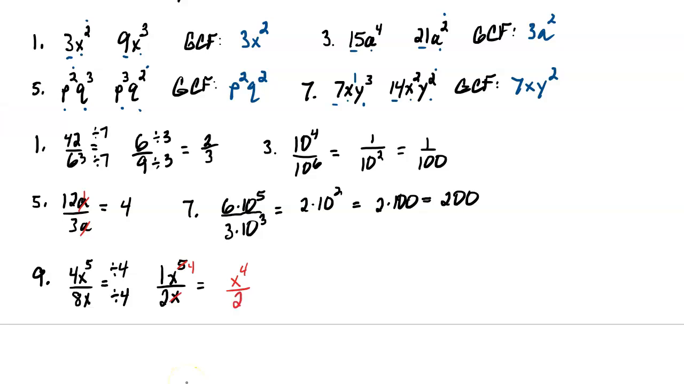This is the same answer you would get if you subtracted the exponents. 5 subtract 1 makes x to the 4th power. This is the same answer that you would get if you expanded and then used slash marks to cancel out the common x.